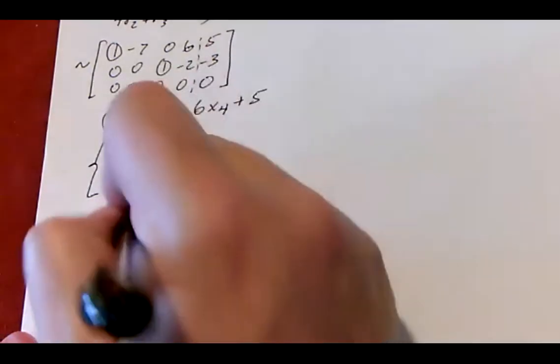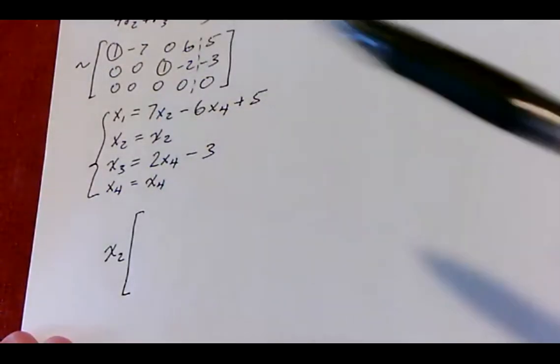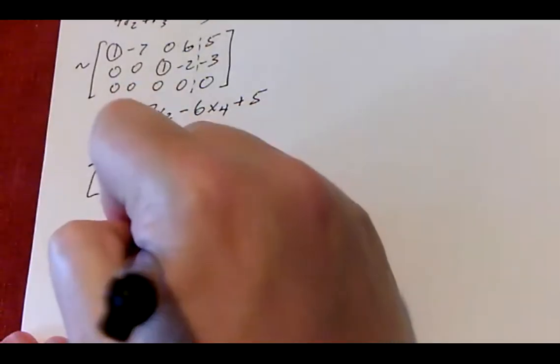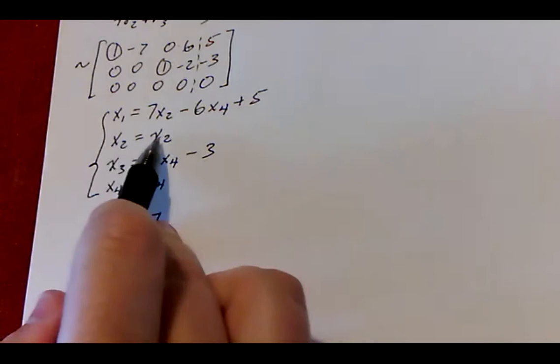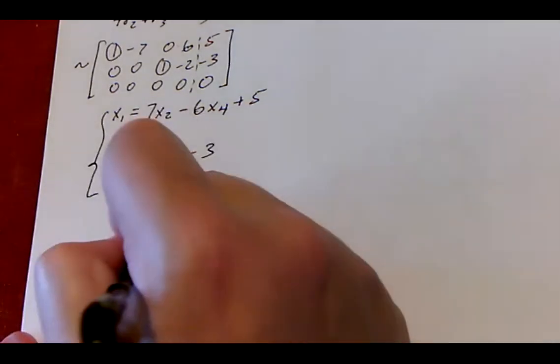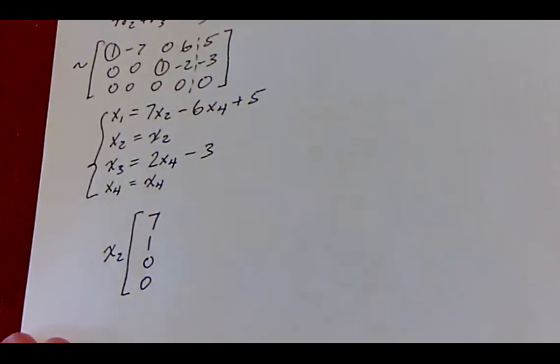So I have a free variable x2. As I look at these equations, I have various copies of x2. I have 7 in the first equation. I have 1 copy for the free variable in the second equation. That's why I write x2 equals x2. x3 doesn't have any copies of x2, and x4 doesn't have any copies of x2.